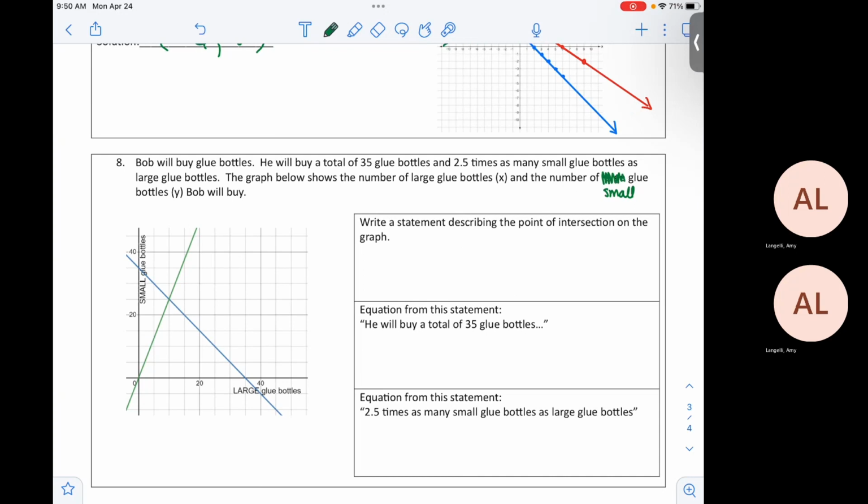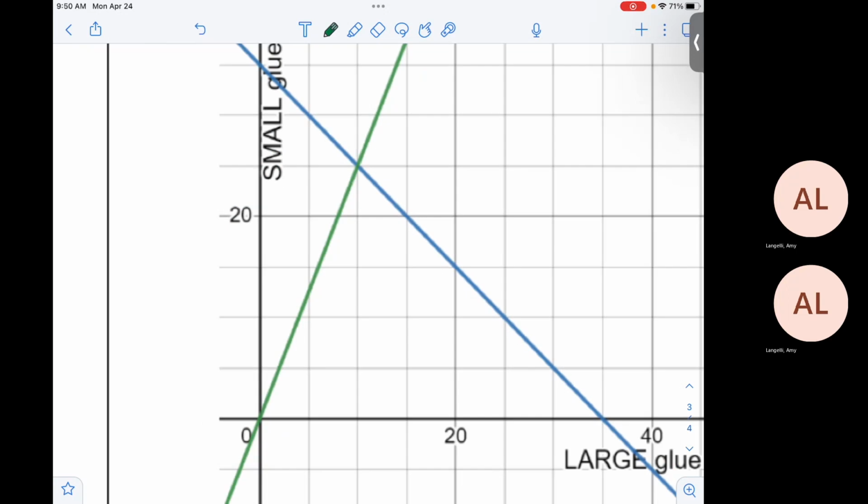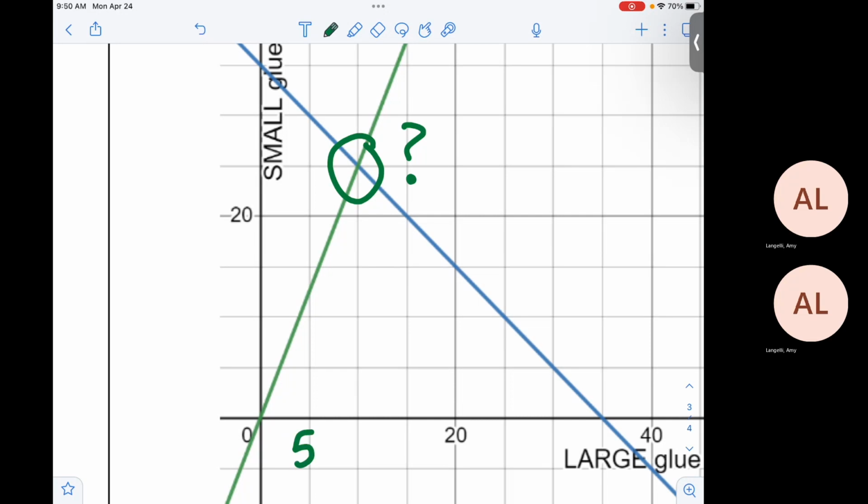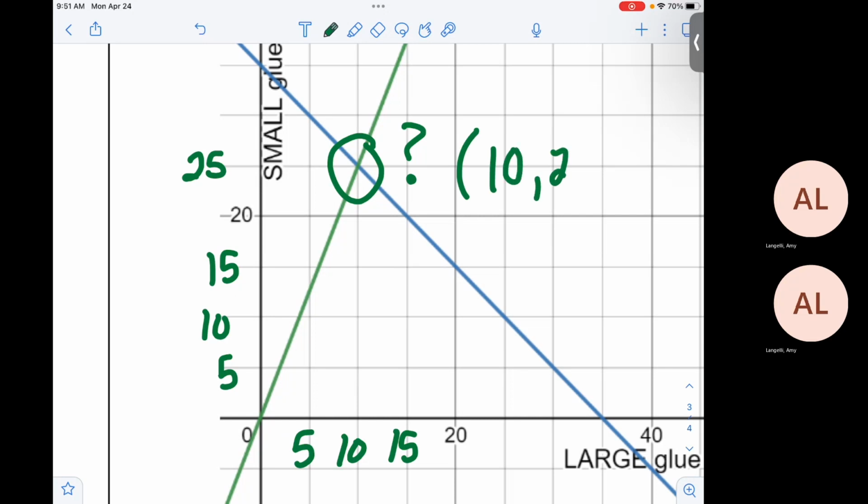Now let's go ahead and move on. Write a statement describing the point of intersection. What does intersection mean? Where they cross. Can anybody make me a statement about this? Good. What I like you're doing, you're saying they count by 5s. That's very important. Okay. It intersects at 10, 25. Good.